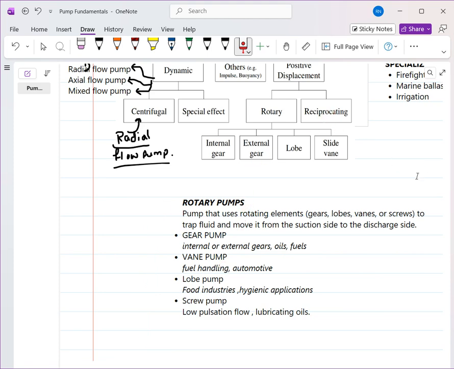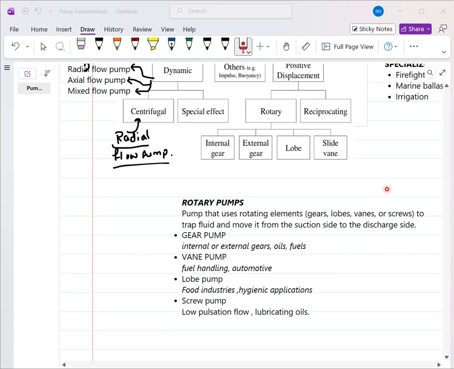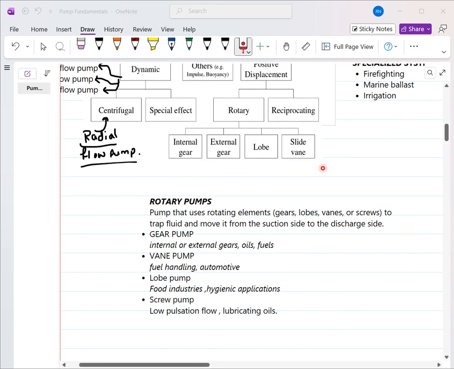Now we will go to the reciprocating pump. In reciprocating pumps, a piston or plunger moves back and forth in a cylinder, sucking fluid in during the suction stroke and discharging it during the delivery stroke, right? Reciprocating pumps include the plunger pump, the piston pump, and the third one is the diaphragm pump, right?